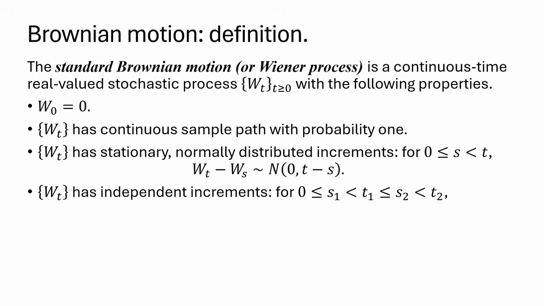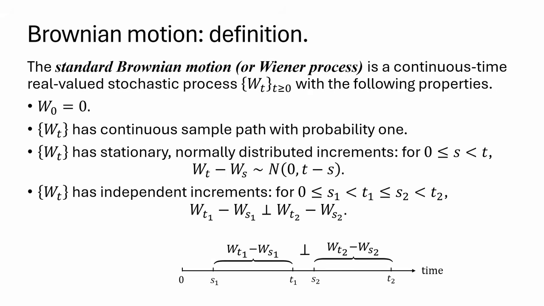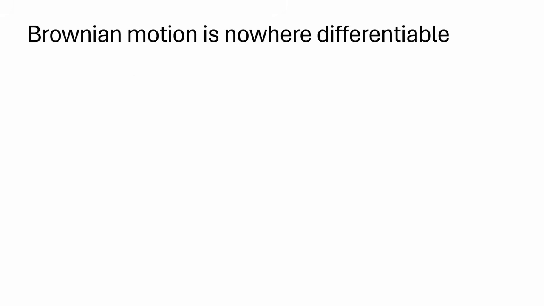And lastly, Wt also has independent increments. If we have two non-overlapping time intervals, s1 to t1 and s2 to t2, the increments over those two time intervals are statistically independent. So these are the defining properties of a Brownian motion, which are inspired by the random walk in discrete time. From the definition, we can show that the Brownian motion is nowhere differentiable.